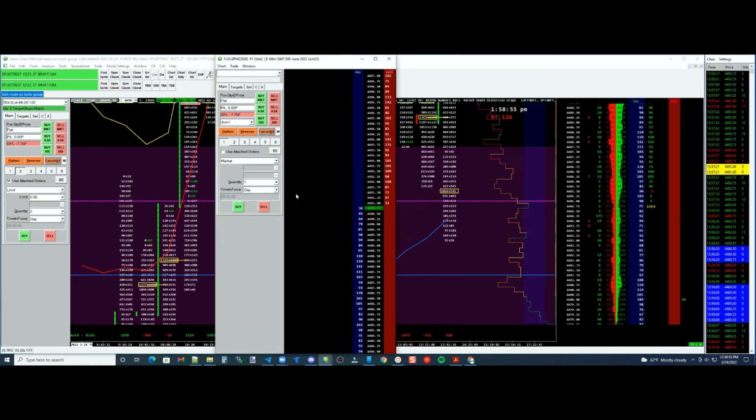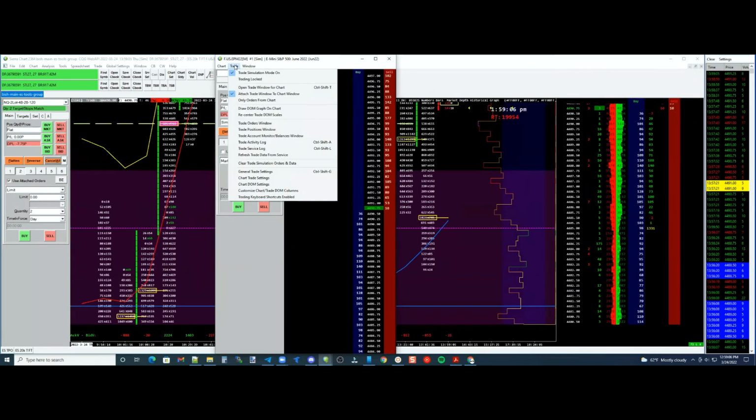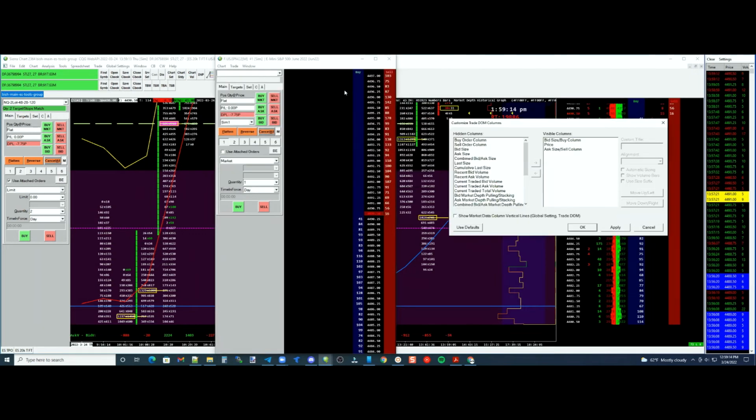Okay, so with this trade DOM, this is a trade window with a DOM. I call it the trade DOM. All right, go under trade and go under customize chart trade DOM columns. Okay, it's going to bring up this window right here. We'll set this over to this side. Now I'm going to take you through my specific setup. Okay, you can do it however you want, but I'm only going to do the way I do it.